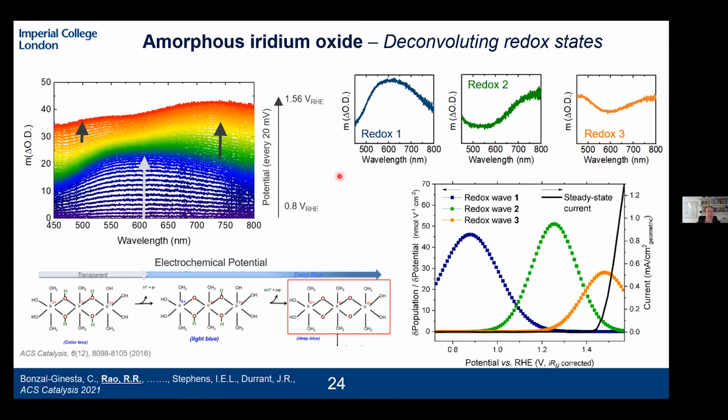And so in general, we imagine that redox 1 and 2 are the pre-catalytic waves, which correspond to the oxidation of iridium 3 to iridium 4. And then the catalytic wave, which is this redox wave 3, which corresponds to the onset of water oxidation, is associated with the oxidation of iridium 4 states, either to iridium 5 or to the oxidation of an associated oxygen.